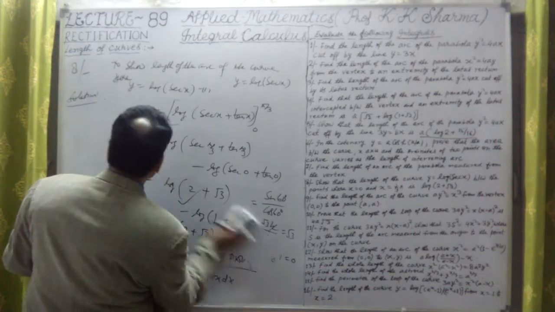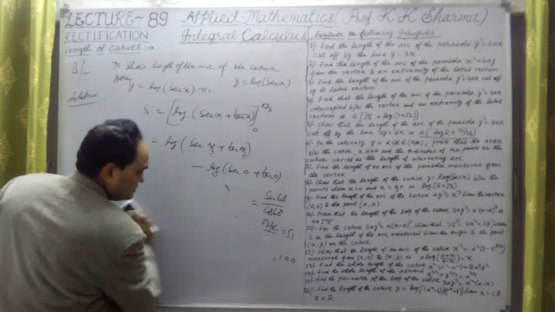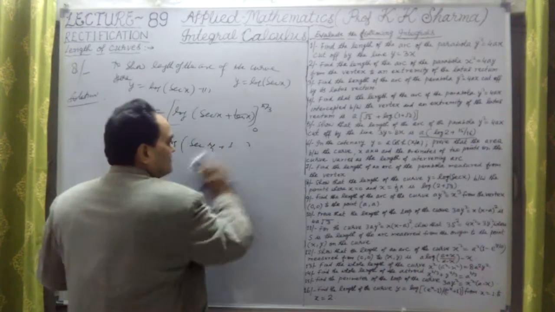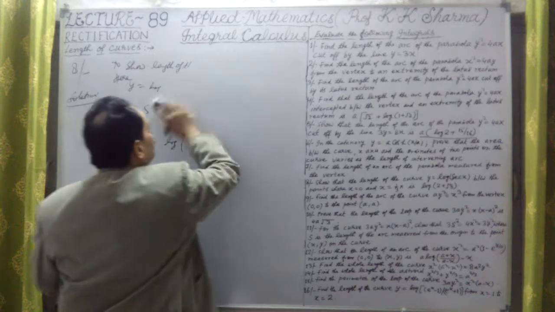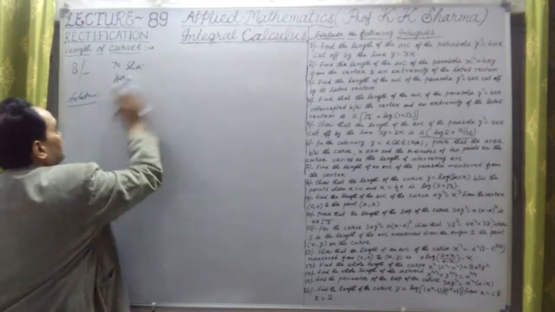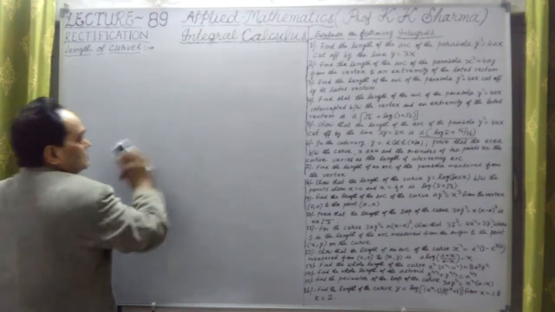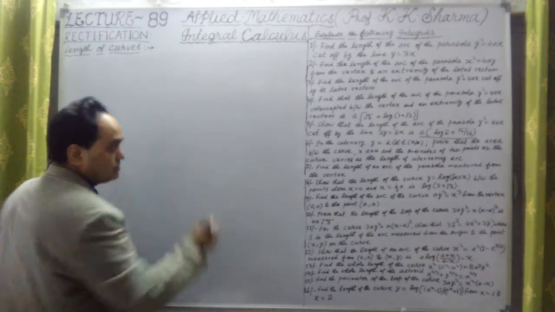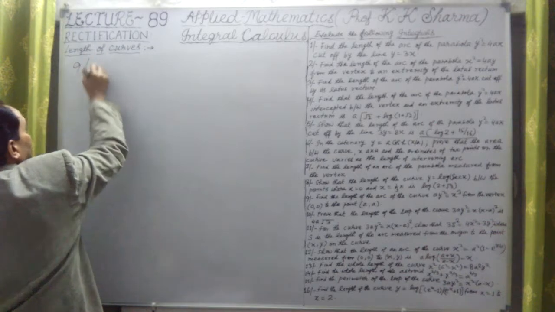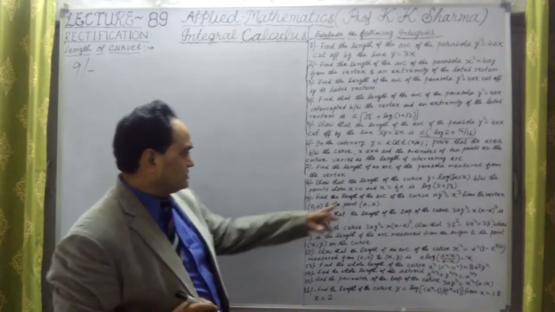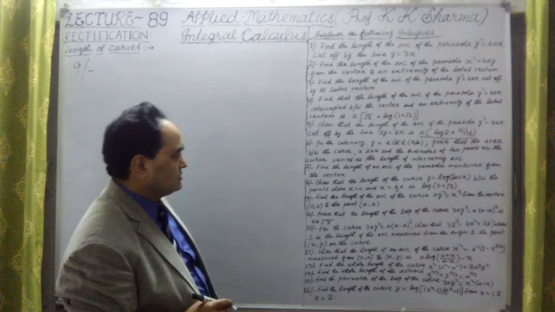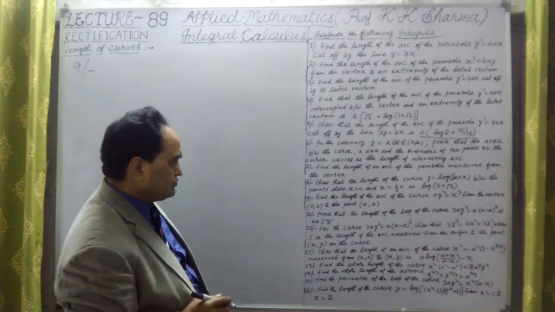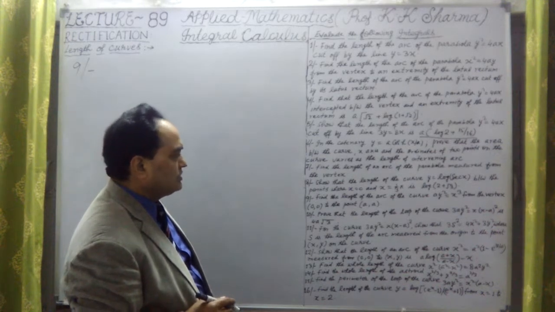Question number 8 we have completed. Let me talk about the 9th. What does question number 9 say? It says find the length of the arc of the curve a y square equal to x cube from the vertex 0, 0 to the point A, A.